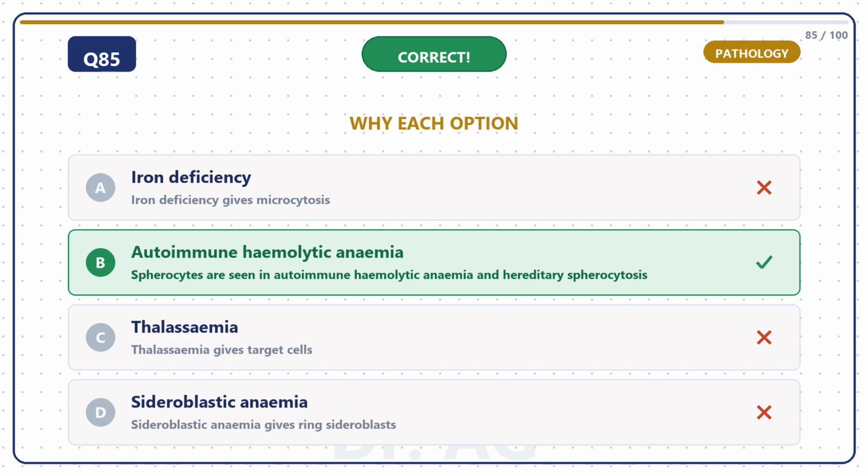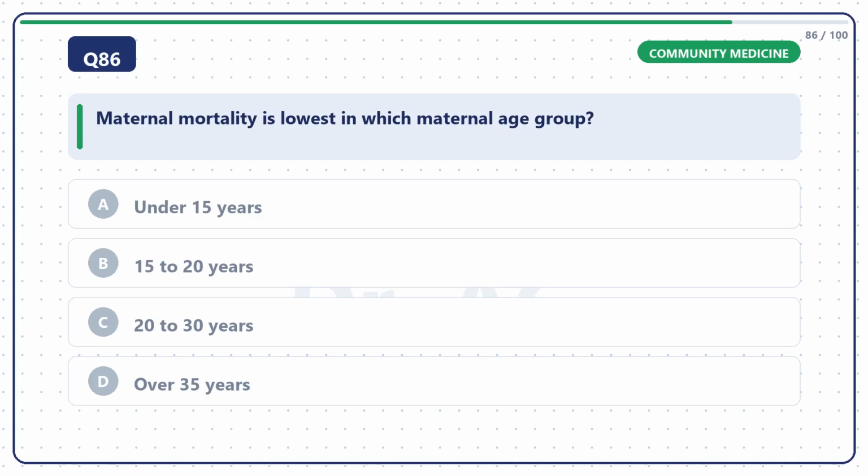Autoimmune hemolytic anemia. Question 86. Maternal mortality is lowest in which maternal age group? Option A. Under 15 years. Option B. 15 to 20 years. Option C. 20 to 30 years. Option D. Over 35 years.